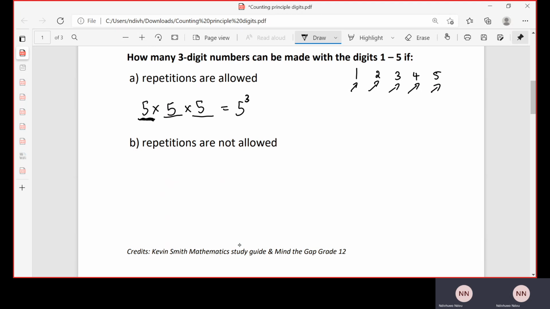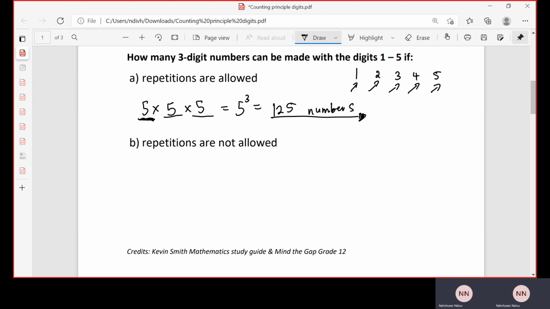So this will be 5 exponent 3, which will give you 125. 125 numbers that can be formed. There are 125 numbers that they can form if the repetition of digits is allowed.